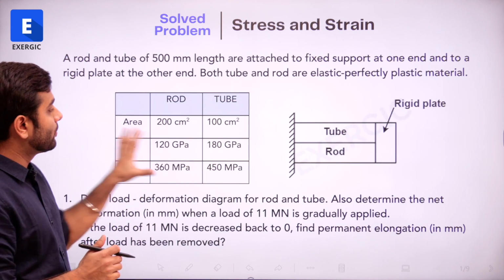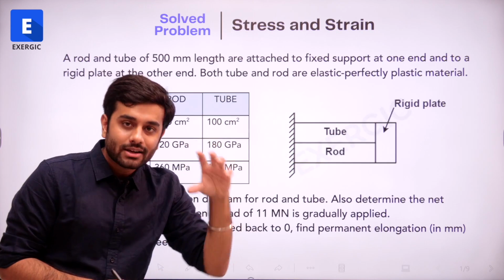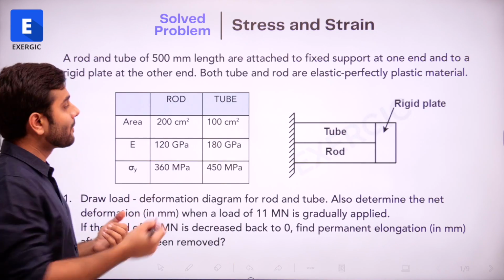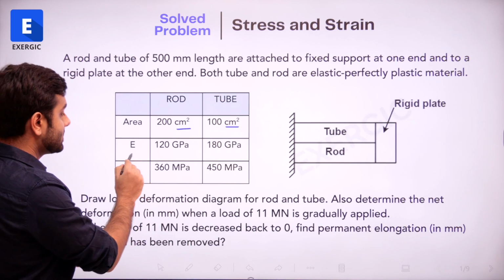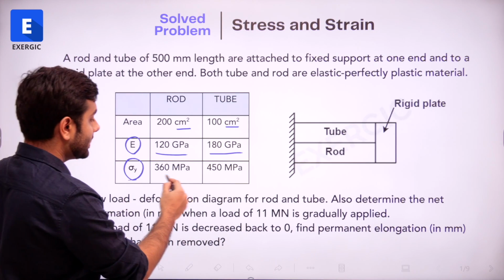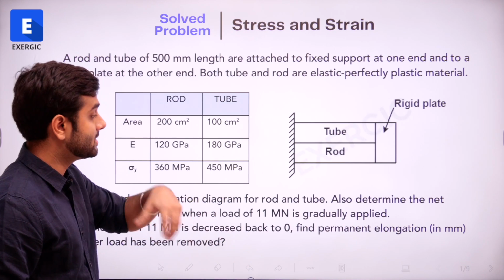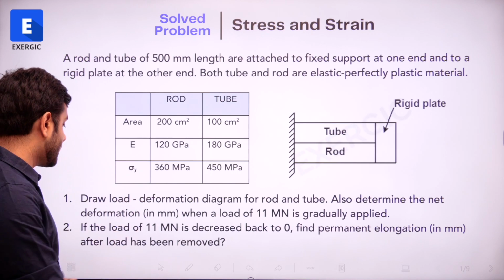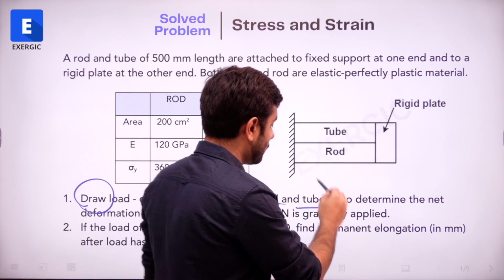So these are the properties of the materials of rod and tube and their dimensions that are given to us. Area, which is cross-sectional area, for rod is given in centimeter square, for tube also it is given. This is Young's modulus given for both. This is yield strength given for both. So these values are known to us. Let's now read what question is actually asking us. There are two parts of the question. First is asking you to draw the load deformation diagram for rod as well as for the tube.